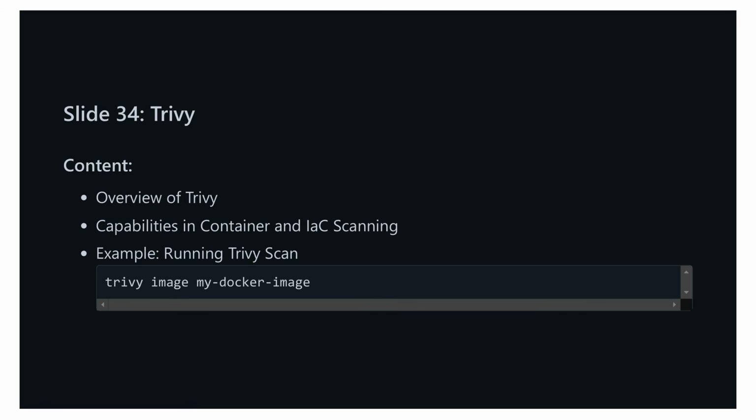To run a basic container image scan with Trivy, you would use the following command: trivy image my-docker-image. This command will analyze my Docker image for known vulnerabilities and provide you with a detailed report, making it easier for you to identify and remediate security issues. In the next slide, we'll dive into Kube-hunter, a specialized tool for Kubernetes security scanning.